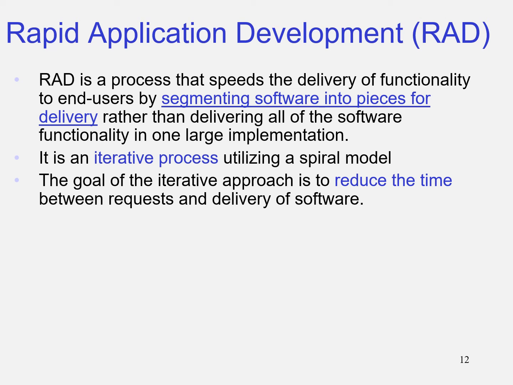And this is an iterative process, so it will be done in short cycles. The objective of this iterative approach is to reduce time between request and delivery. It means that the first time the user says what they want, they can see the software in a shorter time rather than waiting until it's ready. Maybe when they first look at it, it's not fully ready, but there is some function working.